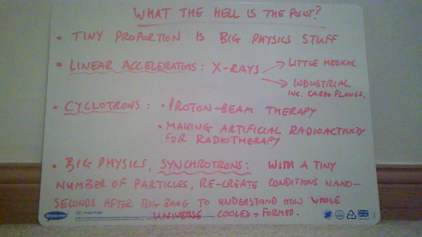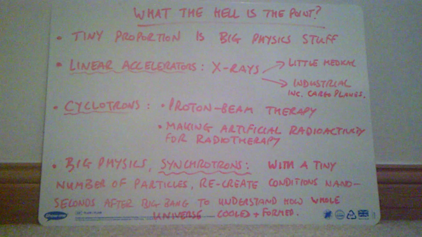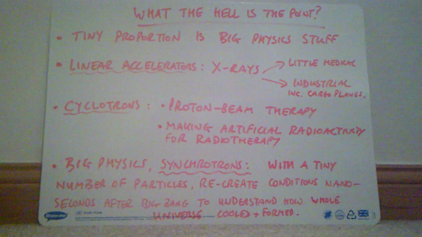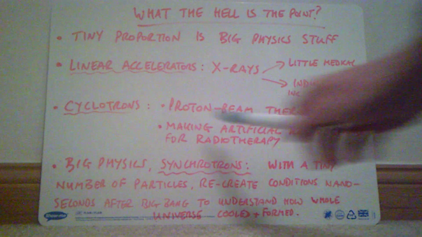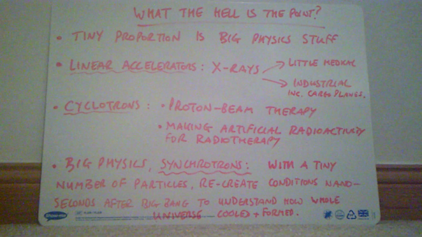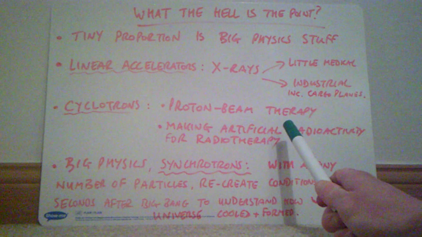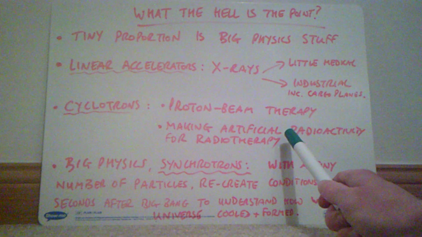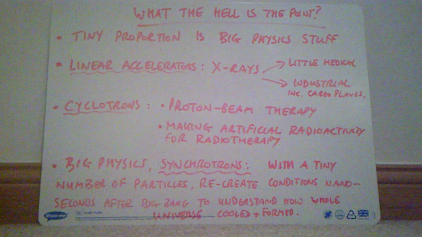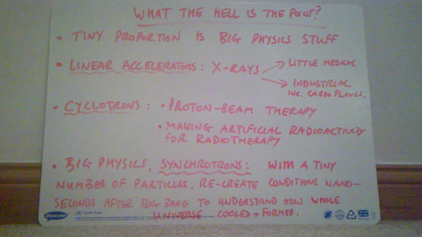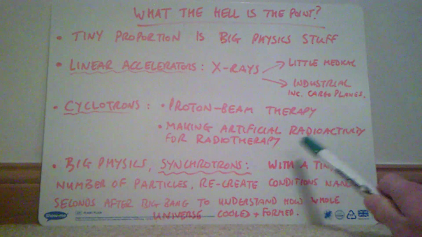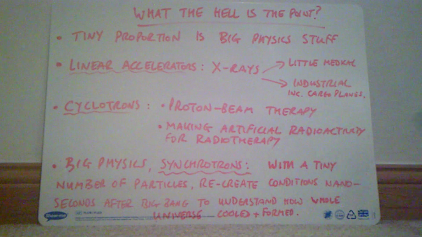Cyclotrons, we've always said, are really compact. They get really high energy particles, usually protons, and pretty much every hospital will have a cyclotron for proton beam therapy, which is a way of killing cancer. Also, you can artificially make radioactive isotopes, like cobalt, and elements like technetium, with cyclotrons.